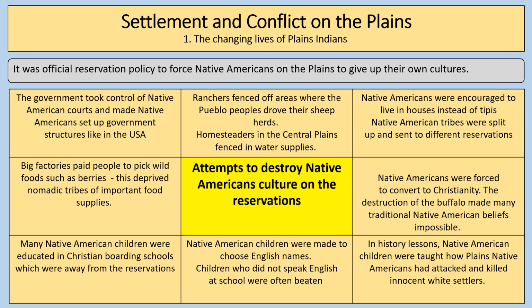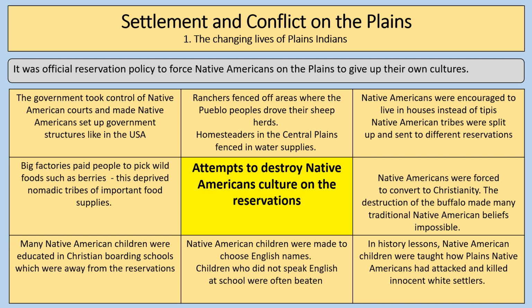Big factories paid people to pick wild foods such as berries, so that big business encroached upon the lives of Native American people on the plains. This deprived nomadic tribes of important food supplies. Native Americans were forced to convert to Christianity. The destruction of the buffalo made many traditional Native American beliefs impossible.